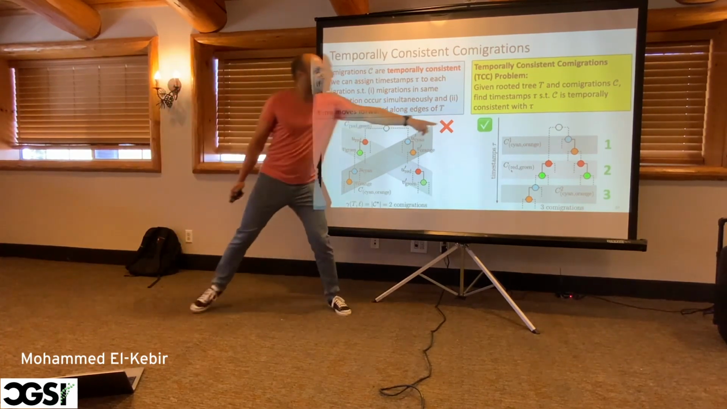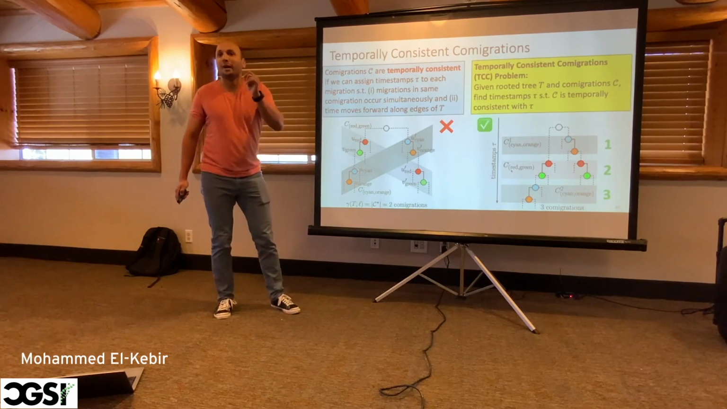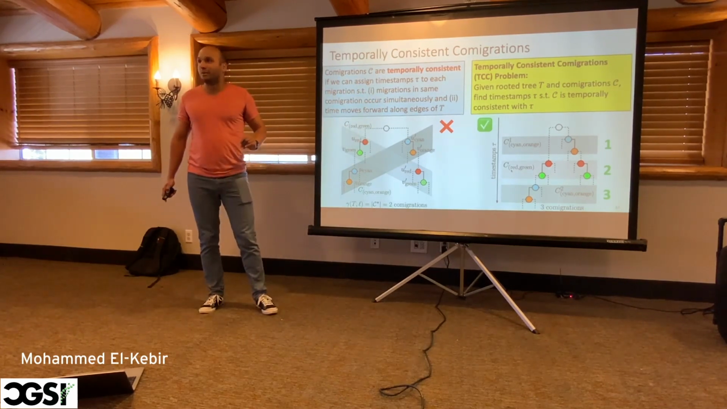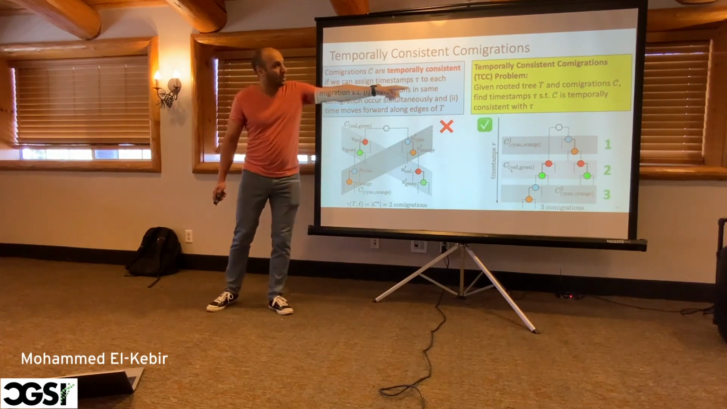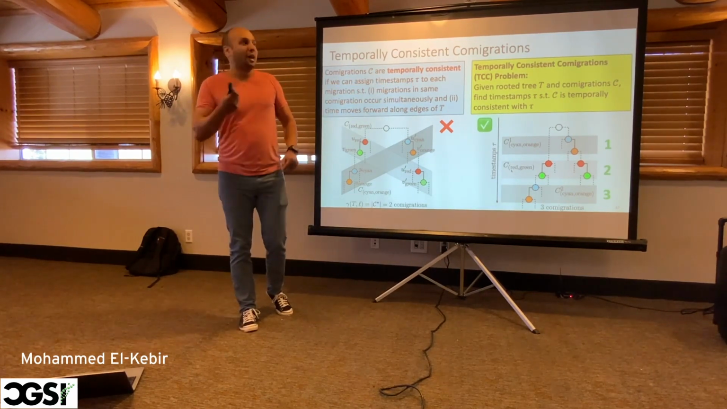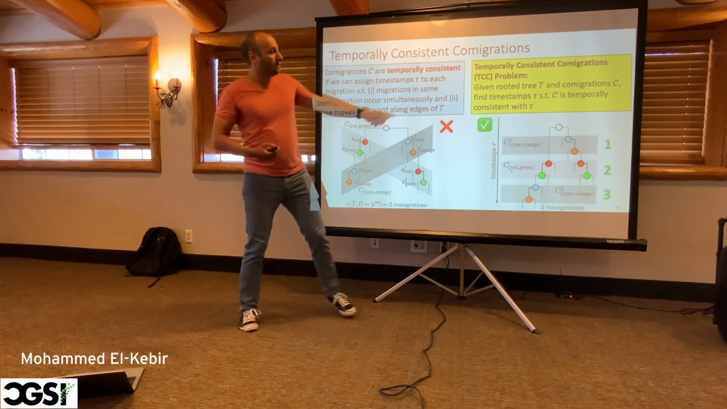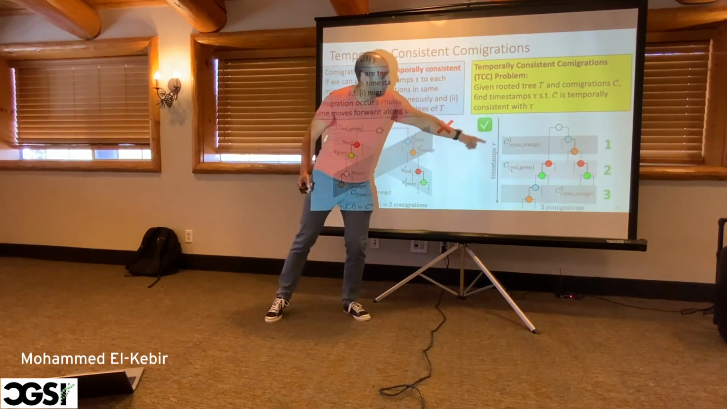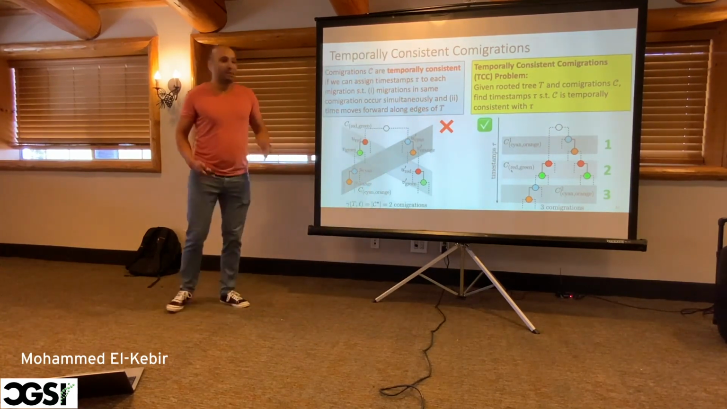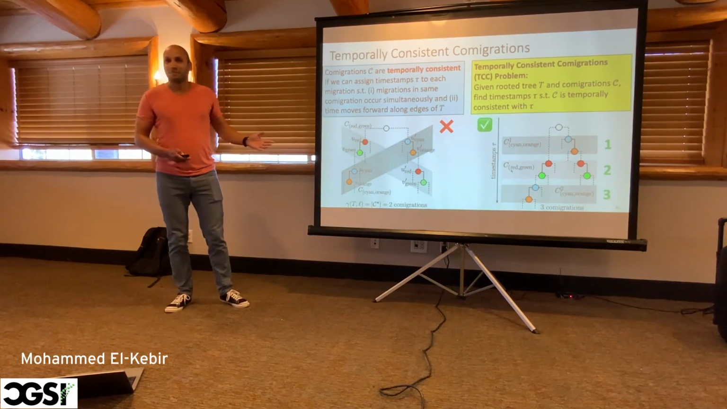So how do we arrive at this? Can we actually decide whether a set of co-migrations are temporally consistent? Given a rooted tree and a set of co-migrations, are there timestamps such that time moves forward? Here we would like to label it 1, 2, 3. So that's the first question that we asked.